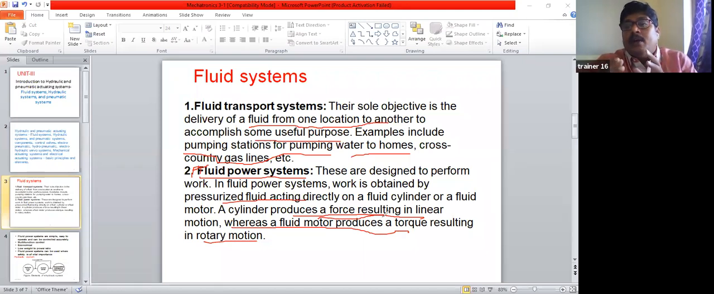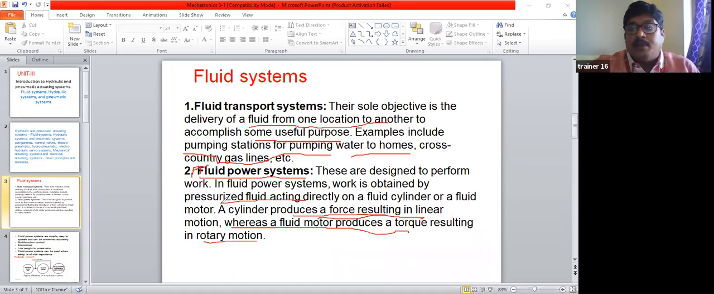That means force resulting in linear motion. The cylinder has compressed fluid, a compressed liquid, which pushes, so the piston moves forward. That means it produces a force. The compressed liquid produces the force which acts on the piston. The piston will push the door linearly, resulting in linear motion.